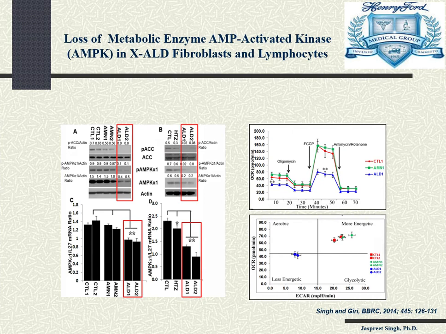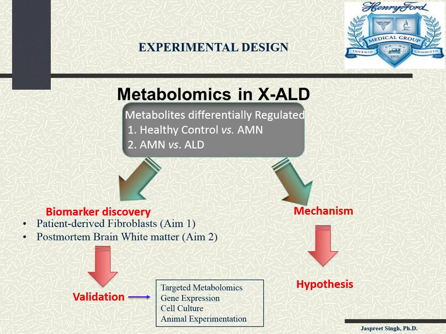This is where we started to think about metabolomics and look at metabolites, whether they can be differentially altered, with specific focus between AMN and ALD phenotypes. The overall experimental design for this study is what you see on the left side. This grant, which is supported by the Michigan Metabolomics Core Facility, is right now focusing only on the global metabolite differences between AMN and ALD.